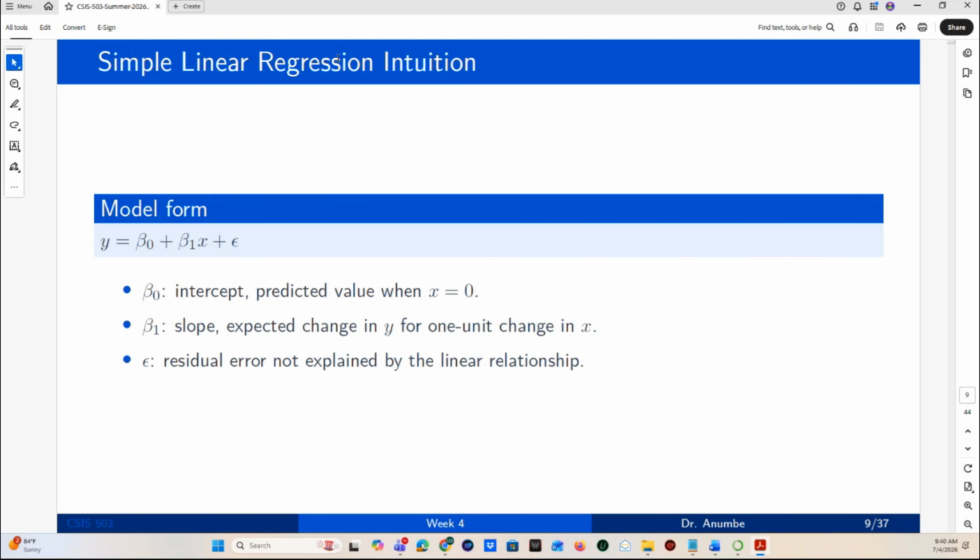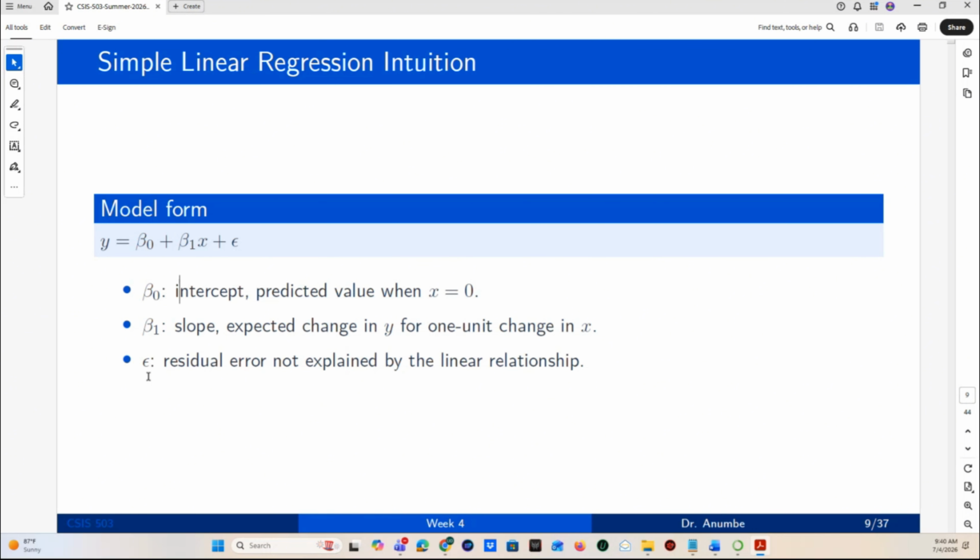And then your slope will be, on that line, if I take my change in Y divided by my change in X, that's where I get my slope. So it's the expected change in Y for a 1 unit change in X. You have your line that goes through, and then you draw a rectangle, and the change in Y divided by the change in X is what gives you your slope.